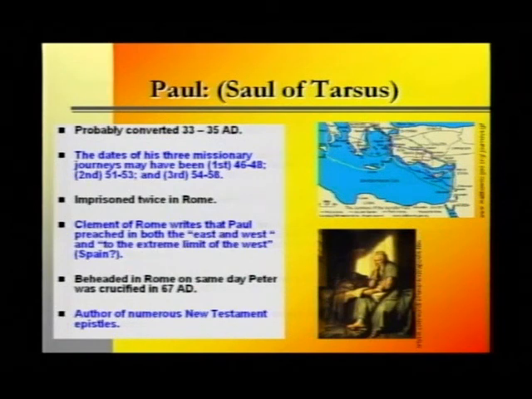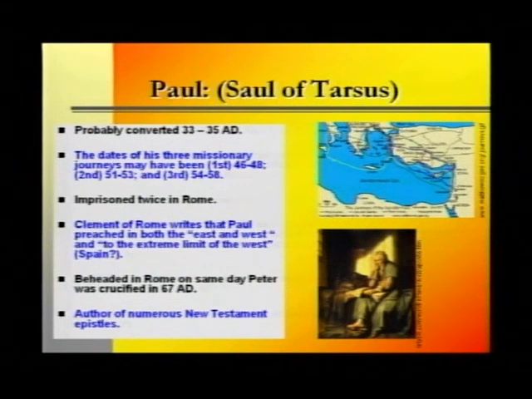Paul, of course, Saul of Tarsus, an amazing individual. People have spent 10 hours talking about Paul. He was probably converted 33 to 35 AD. The dates of his three missionary journeys may have been the first one from 46 to 48 AD, the second one from 51 to 53, and the third one from 54 to 58 AD.